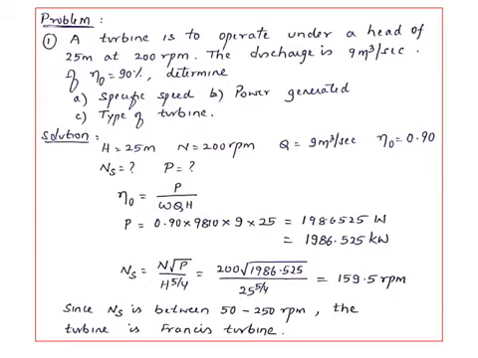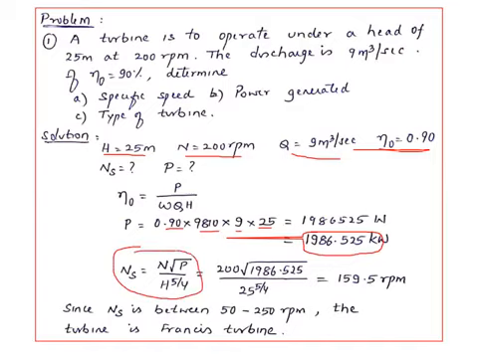Taking a problem, a turbine is operating under a head of 25 meters. The speed is 200 rpm. So therefore discharge is 9 meter cube per second. Since you know overall efficiency, which is 90%, we can find the power. By using overall efficiency, which is P by WQH, where overall efficiency is 0.9, specific weight is 9810, discharge is 9, whereas head is 25, we get this answer in watts. Dividing by 1000, we'll get 1986.525 kilowatts.